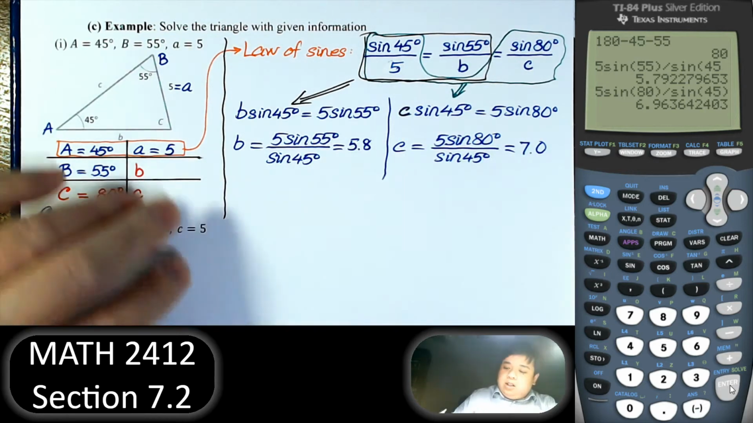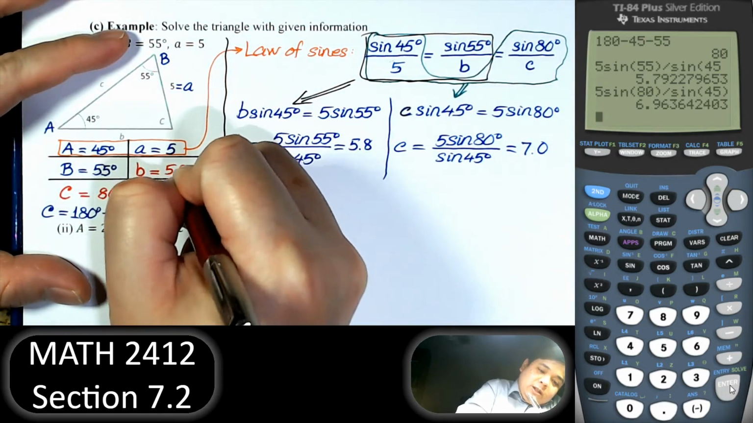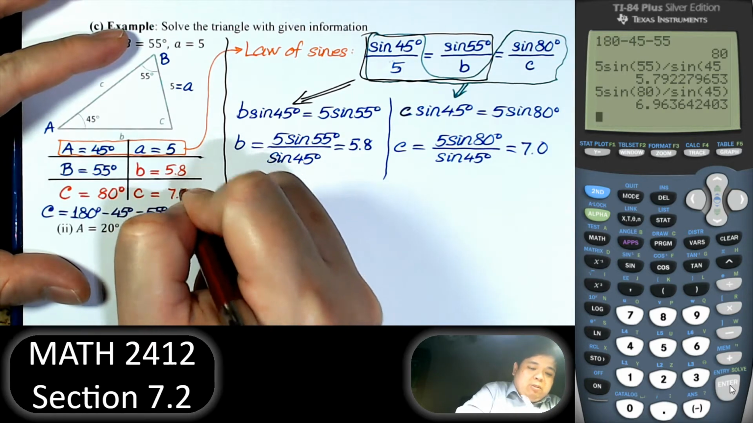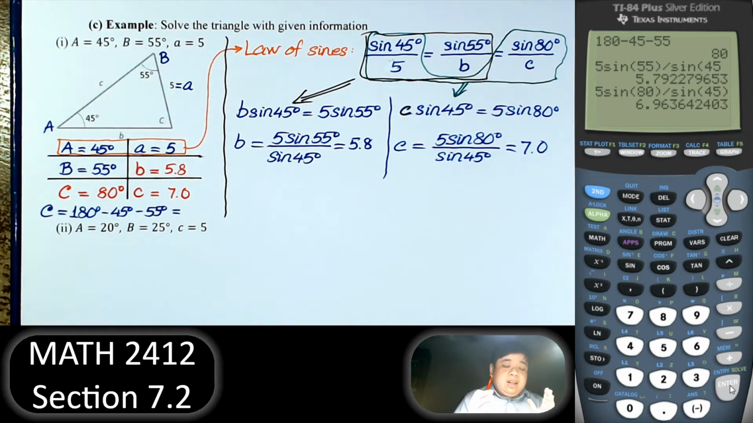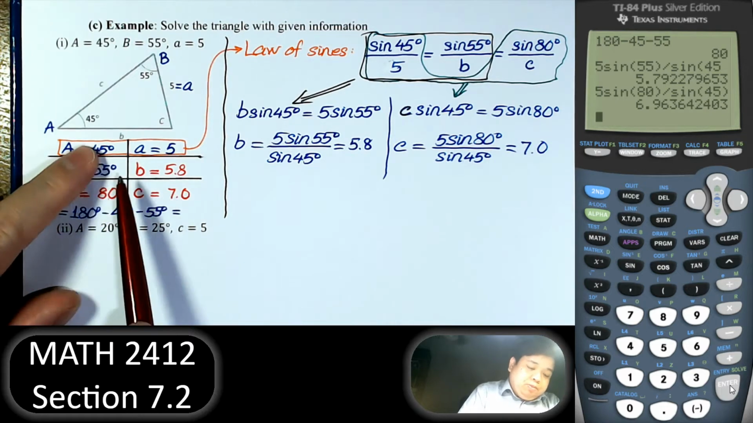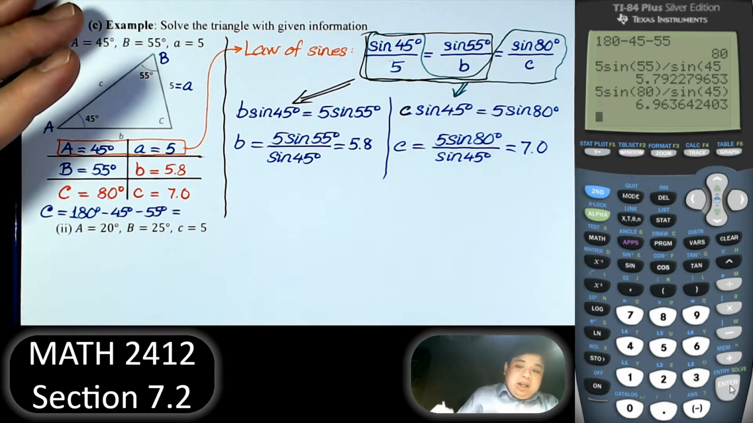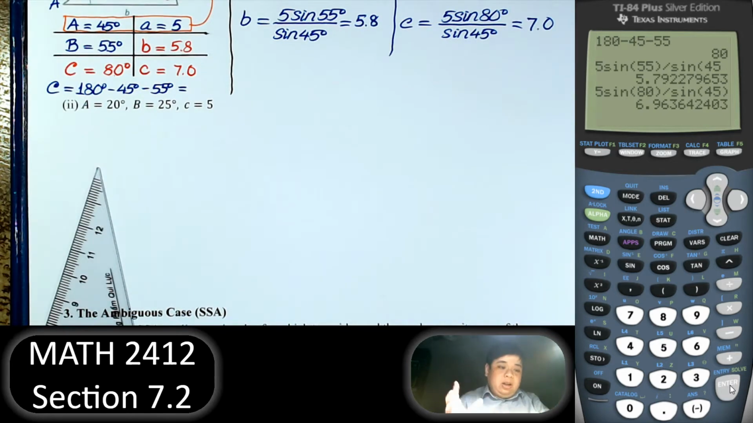Right, now let's put the answer here. b is 5.8 and c is about 7.0. Now, the final check I want to mention is that we did have a fact that a bigger angle will face the longer side. So in this case, the biggest angle has the longest side, which is good. The smallest angle has the shortest side, which is good. So it would be nice if we check that and make sure that it is the case.